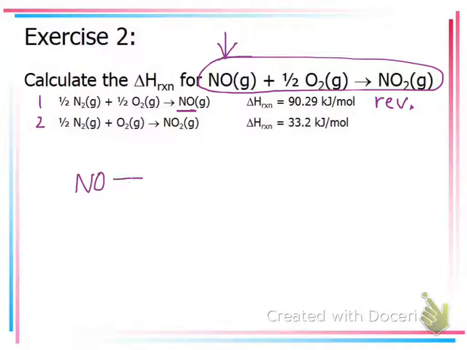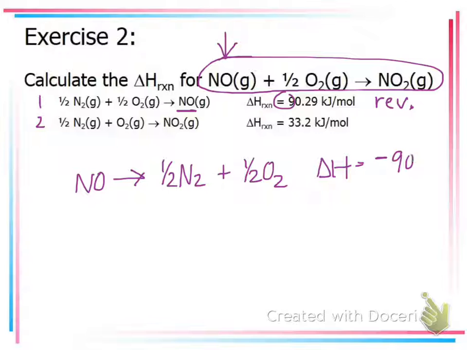NO yields half of an N2 plus half an oxygen. And then that means I'm going to need to change my sign, because it's positive, to a negative 90.29. Now let's look at the next equation.